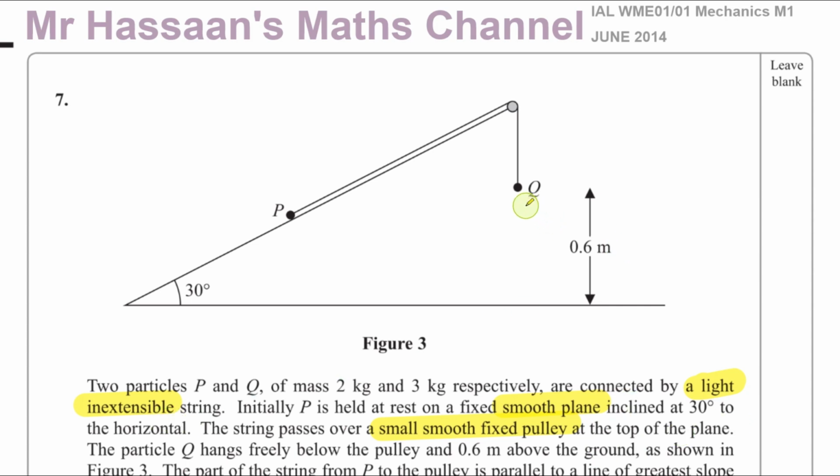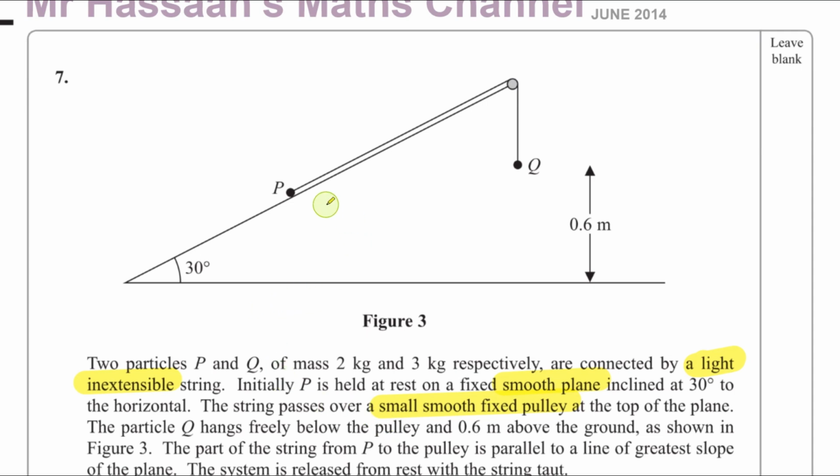The particle Q hangs freely below the pulley and 0.6 meters above the ground, as shown in figure 3. The part of the string from P to the pulley is parallel to a line of greatest slope of the plane. Basically, all that means, as I've explained before in some other videos, is that if you looked at this from this kind of angle, you would see a plane in front of you. I'm just going to draw it three-dimensionally. And basically, this is P, this is the pulley, and this is the string connecting them. This is the shortest distance from the particle P to the pulley. It's not at an angle like this or that. It's just the shortest distance. That's what it means when it says it is parallel to the line of greatest slope of the plane.